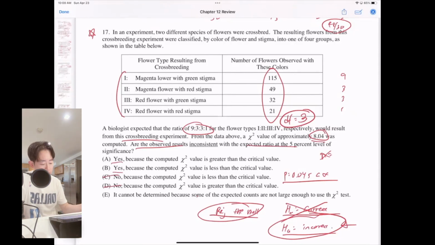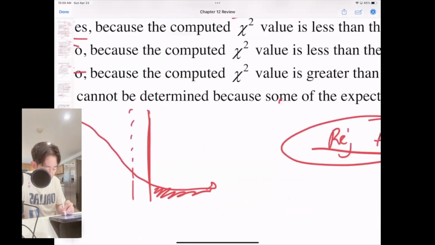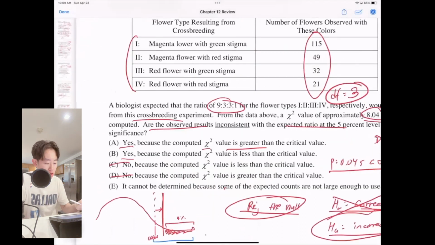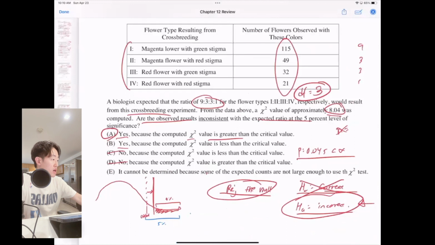And because the computed chi-squared value is greater than the critical value. If you think about it, if I have the distribution, and this is your critical value at 5%, what we have is something that's bigger than the critical value. That's why it yielded a percentage that was less than 5%. Because if this larger area consisted of 5%, what we had was something smaller, which was about 4%. That means our value was slightly higher than the critical value, which is the dashed line. Therefore, the chi-squared value is greater than the critical value, so 17 here should have been A.